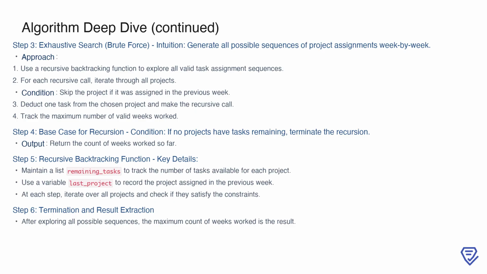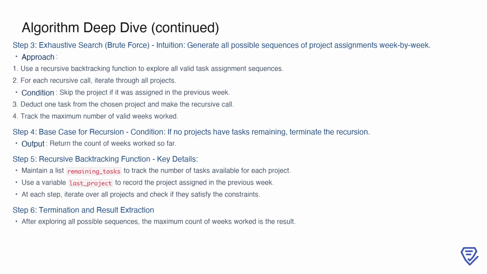The function also keeps track of the maximum number of valid weeks worked as it explores the different possibilities. To terminate the recursion, the base case is when no tasks remain for any project. At this point, the function simply returns the count of weeks worked up to that point.